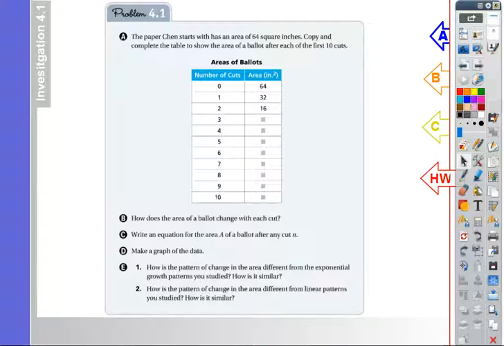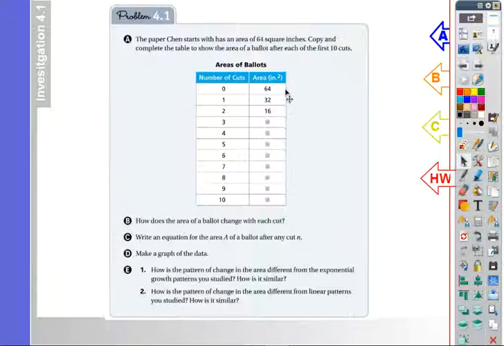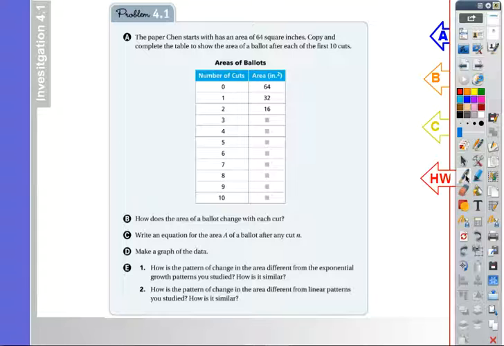So as we can see in the table, every time we go down, we just divide it by 2. So 64 divided by 2 is 32, 32 divided by 2 is 16. So you just keep doing that. So this would be 8, this would be 4, this would be 2, this would be 1, this would be 1/2. That would be 1/4, 1/8, and 1/16.